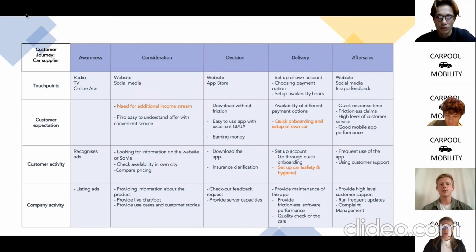The supplier's customer journey is very similar to that of the buyer. Only the expectations are different, since the supplier expects a further simple income stream and also goes through slightly different steps during onboarding.